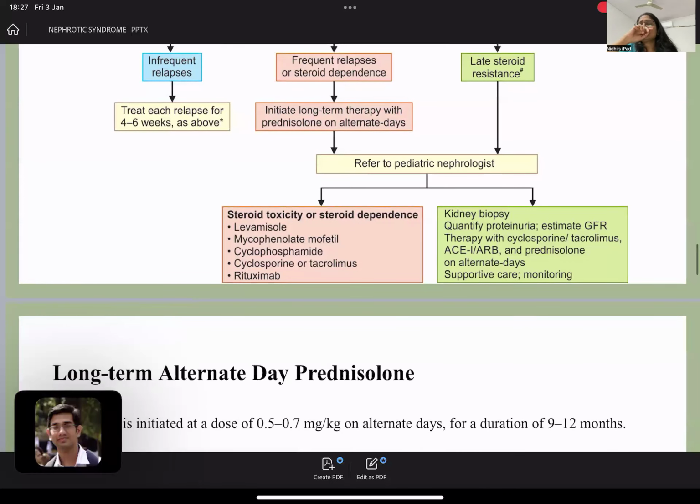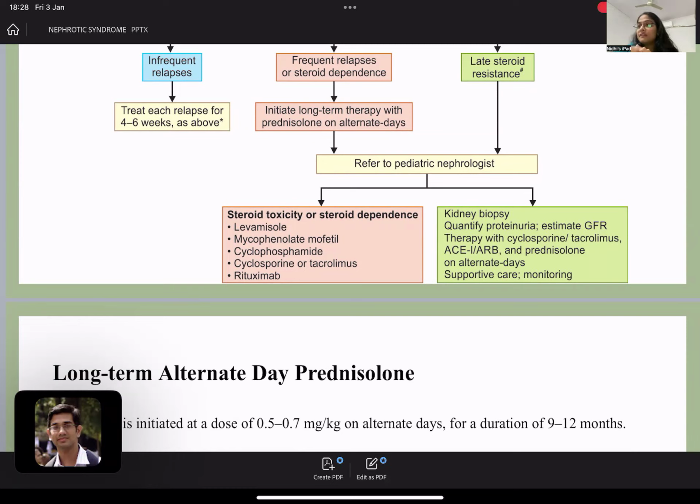So now, if there is a frequent relapse that is controlled with LTAD, well and good. But when there is steroid dependence or frequent relapse is not controlled on LTAD, then in the cover of LTAD, we can give levamisole to the patient. We start levamisole, we give levamisole for 1 to 2 years to the patient.